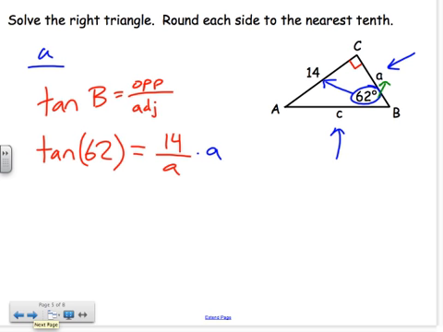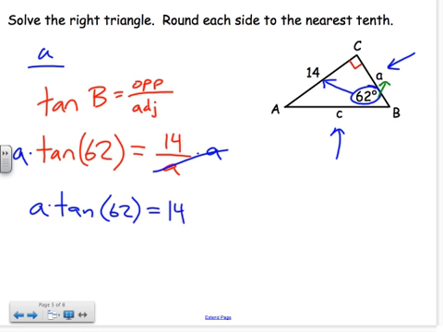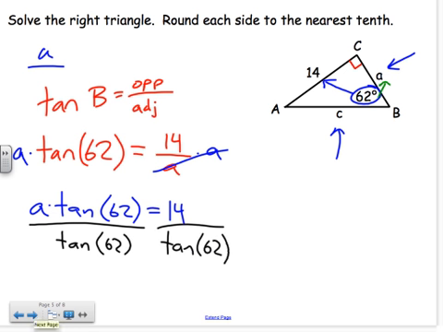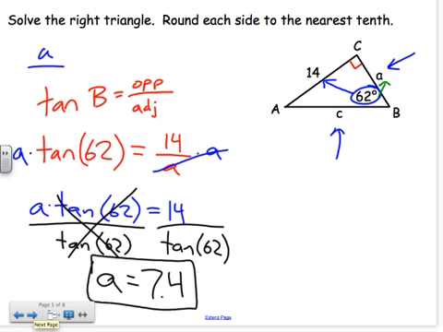So I'm going to multiply by A. Whatever I do to one side, I got to do to the other. So I'm going to multiply by A over here. So my A's cancel. I'll rewrite this. A times tangent of 62 equals 14. And to get A by itself, well, I'm taking A times something. So divide by that something to get A by itself. So 14 divided by tangent of 62. Because this cancels, right? So A is going to equal, I typed that in the calculator, 14 divided by tan 62, end your parenthesis, and you get 7 point, it says round to the nearest tenth, so 7.4. So I know that A is 7.4.